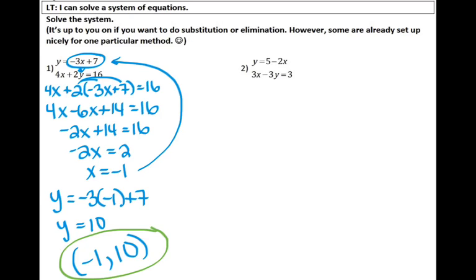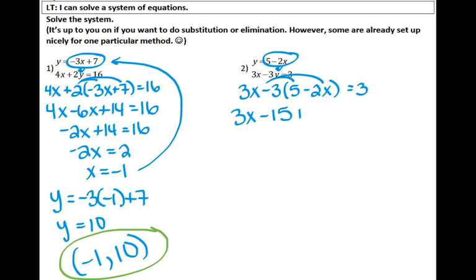For number 2, same thing. I'm going to do substitution. Since y equals 5 minus 2x, I can substitute my y in the second equation for 5 minus 2x. So I have 3x minus 3 times 5 minus 2x equals 3. Distribute. Keep in mind you're distributing a -3. Combine like terms. Add 15. Divide by 9. So you get x equals 2.